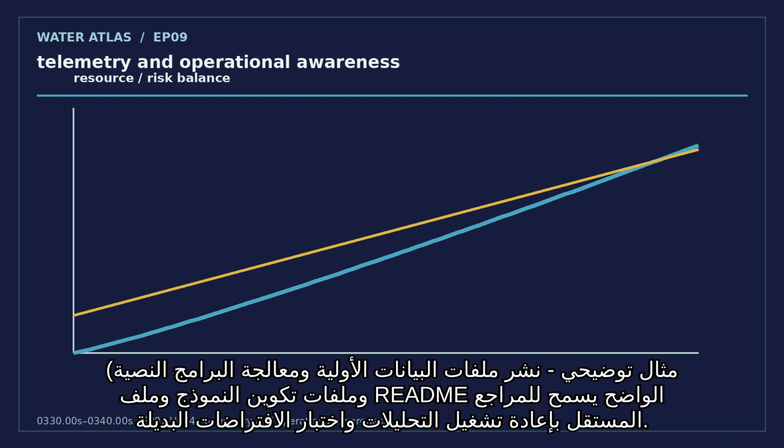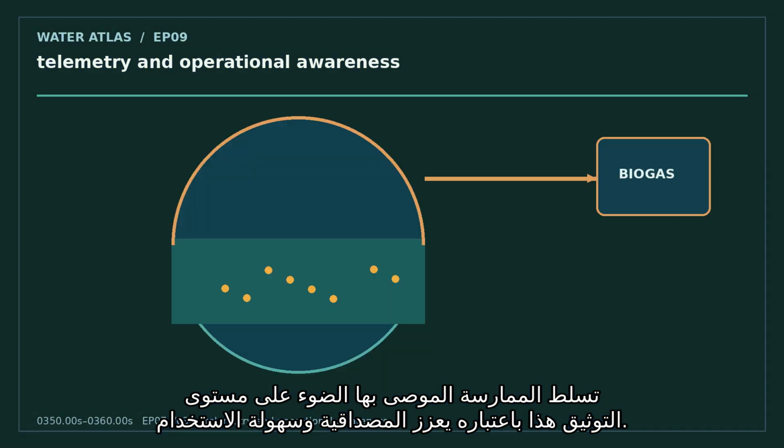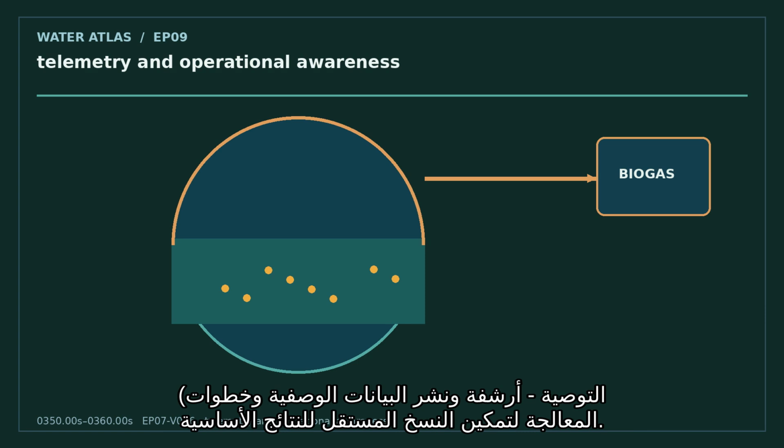Illustrative example: publishing raw data files, processing scripts, model configuration files, and a clear README allows an independent reviewer to rerun analyses and test alternative assumptions. This level of documentation enhances credibility and usability.